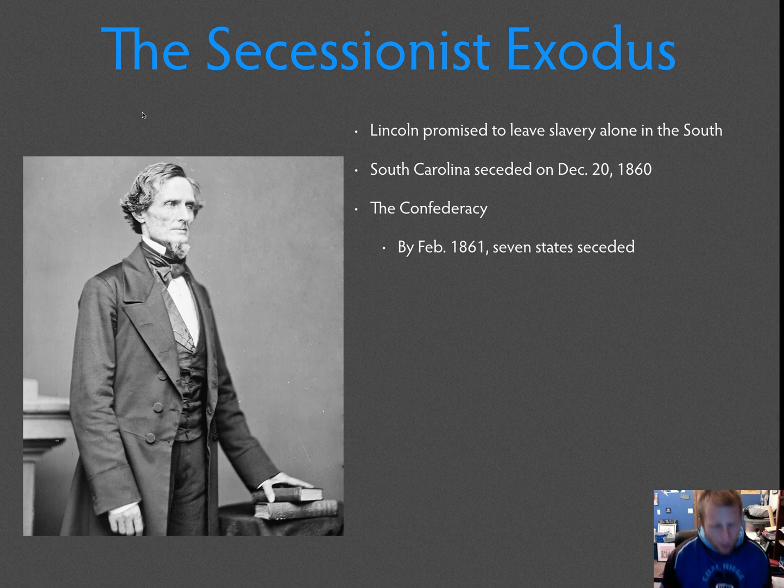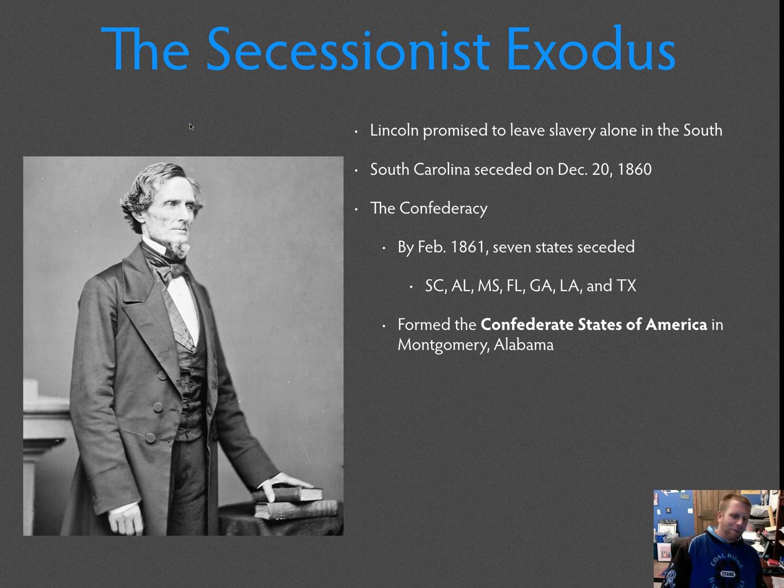These 7 states were all members of what we would call the Deep South. You have South Carolina, Alabama, Mississippi, Florida, Georgia, Louisiana, and Texas. They formed the Confederate States of America. Their Constitution is almost a word-for-word copy. Their declaration is very similar, but they explicitly support slavery. They formed the Confederate States of America, or the CSA. Their capital was Montgomery, Alabama.